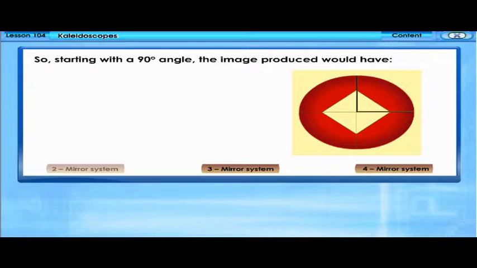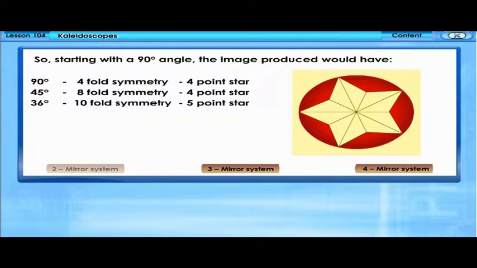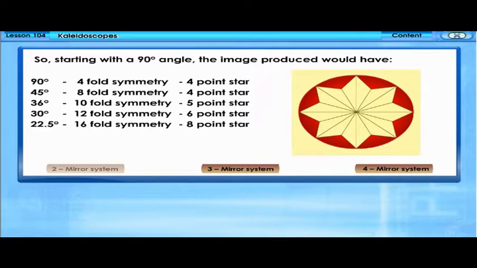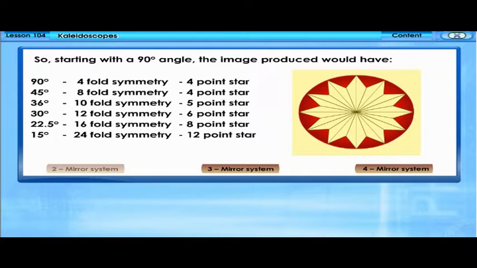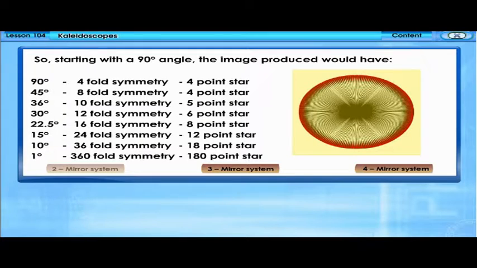So, starting with a 90-degree angle, the image produced would have 4-fold symmetry, a 4-point star. 45 degrees, 8-fold symmetry, 4-point star. 36 degrees, 10-fold symmetry, 5-point star. 30 degrees, 12-fold symmetry, 6-point star. 22.5 degrees, 16-fold symmetry, 8-point star. 15 degrees, 24-fold symmetry, 12-point star. 10 degrees, 36-fold symmetry, 18-point star. 1 degree, 360-fold symmetry, 180-point star.